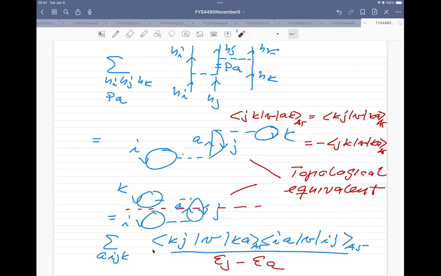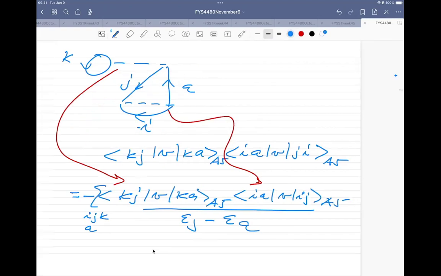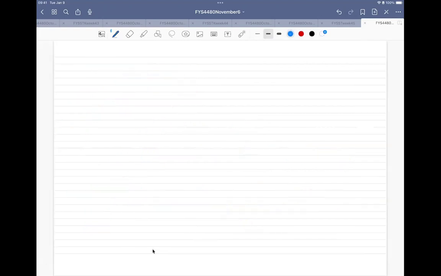Okay, so if we now look at the other example which we had, if we look at this diagram here, which now represented this second order contribution with a 2-particle, 2-hole intermediate state, there is nothing which hinders us in changing a little bit the order of the particles and the hole states.